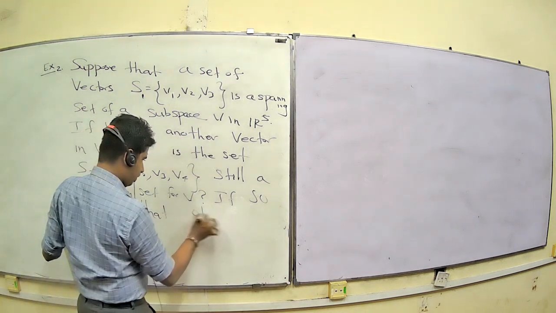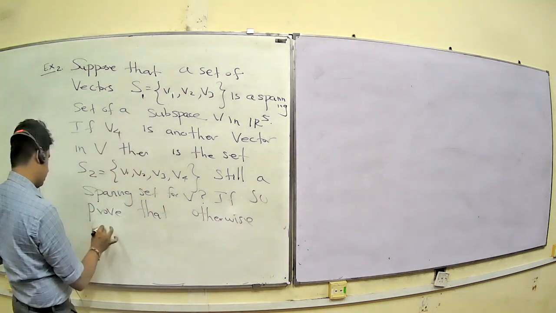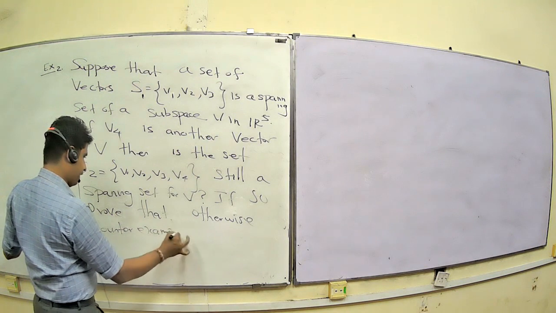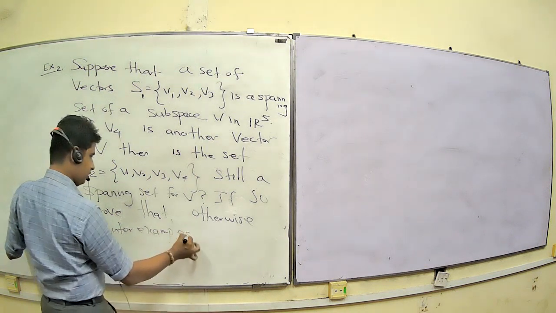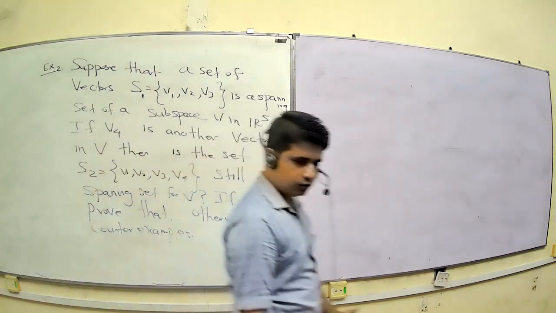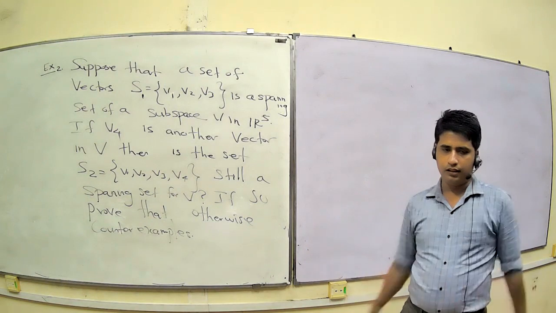Otherwise, counter example. So you want to give the examples. If it is false, you want to give the example. If it is true, then you want to prove this condition.